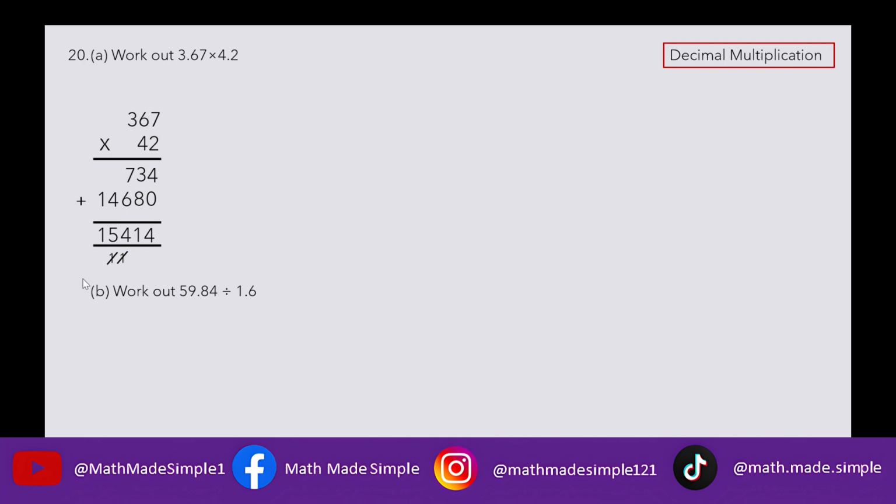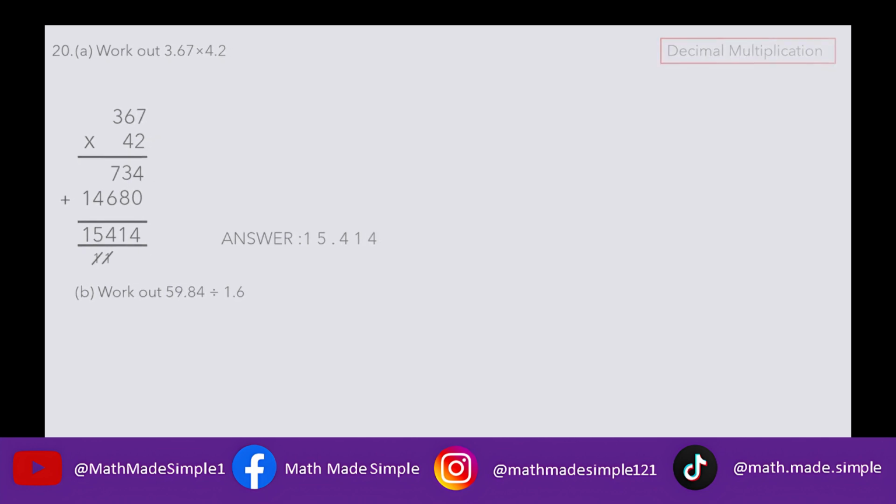So after adding those together, I get 15,444, but that isn't the answer because remember I omitted the decimal places first. So it's 3, so I have to move the decimal place 3. So I get 15.414 as my answer.